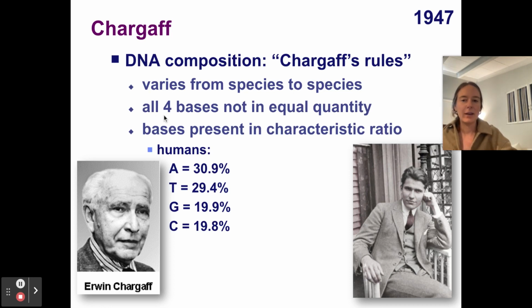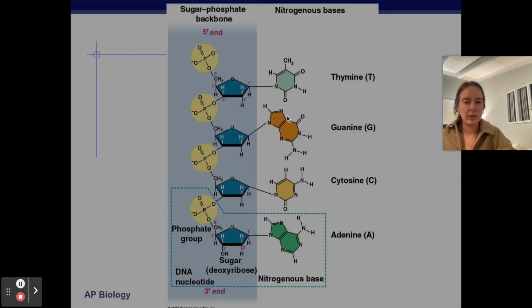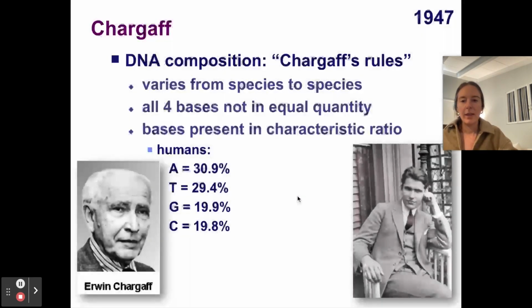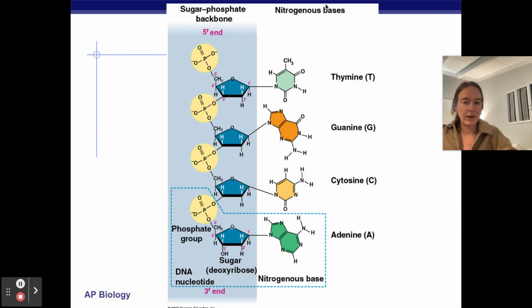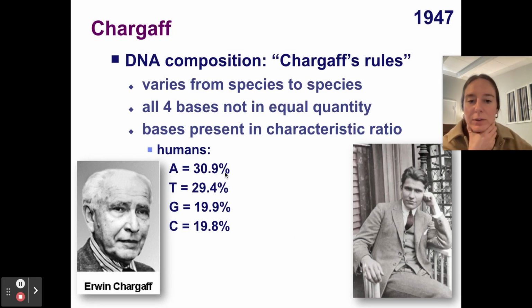And he found that all the 4 bases, right, so these bases right here, are not in equal quantity. All living things have these molecules inside, so humans and sea urchins, but he found this interesting thing that sea urchins and humans have different amounts of thymine or guanine or cytosine or adenine. So even though we have the same molecule, we have different amounts of each of these. So that was kind of an interesting thing he found.